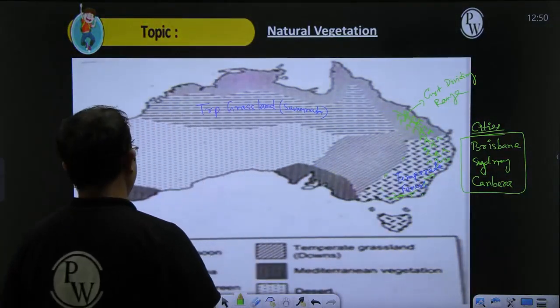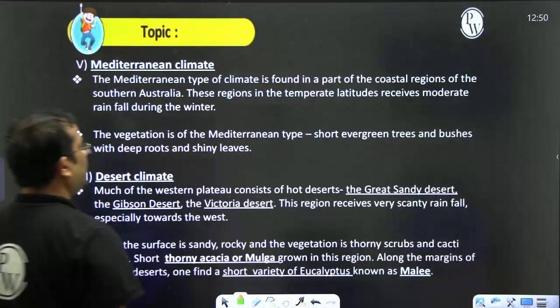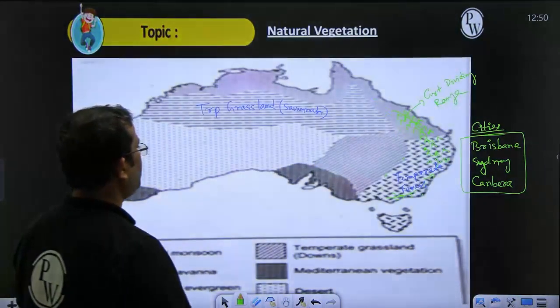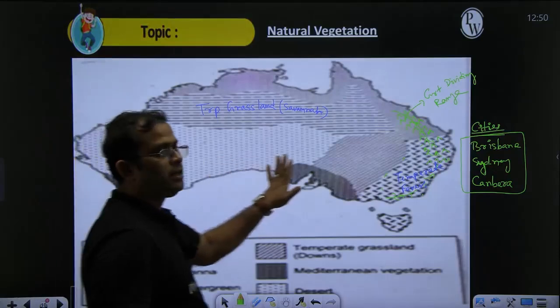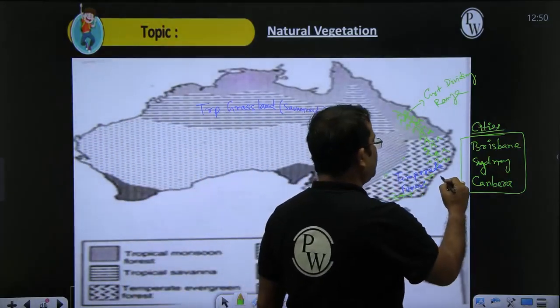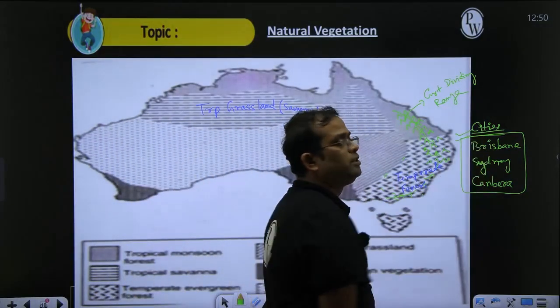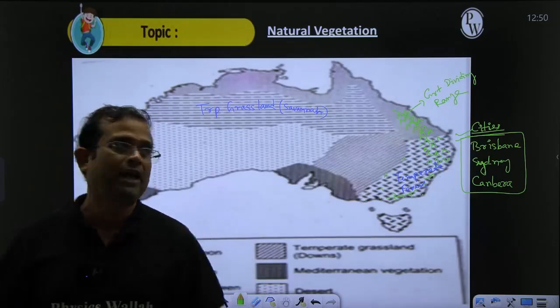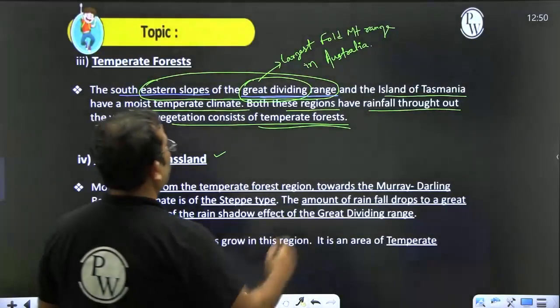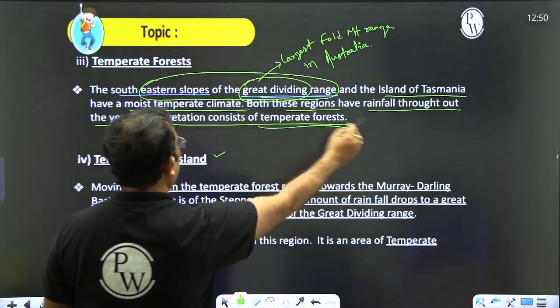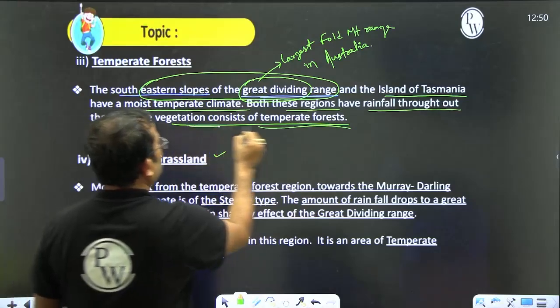Okay, Brisbane, Sydney and Canberra we can say. Next, we will see this one. Okay, now it is clear. This is easy. Temperate forest. This is a very pleasing climate here. Temperate forest, neither too hot nor too cold. Temperate type. Both these regions have rainfall throughout the year, but vegetation consists of temperate forest.